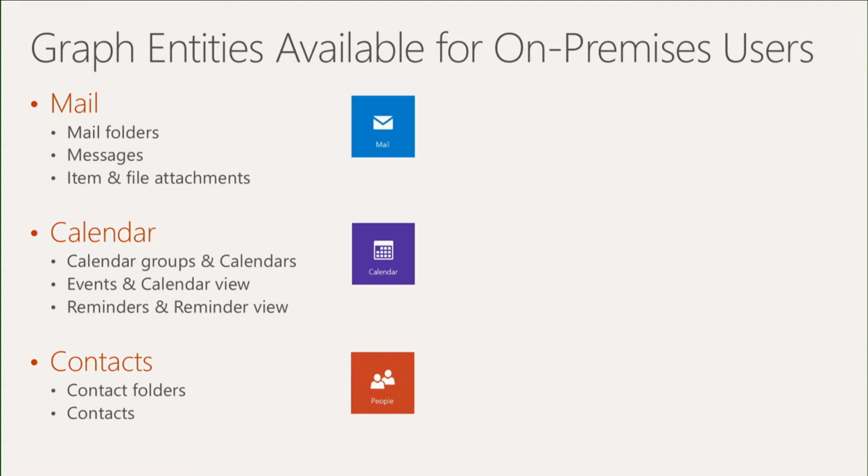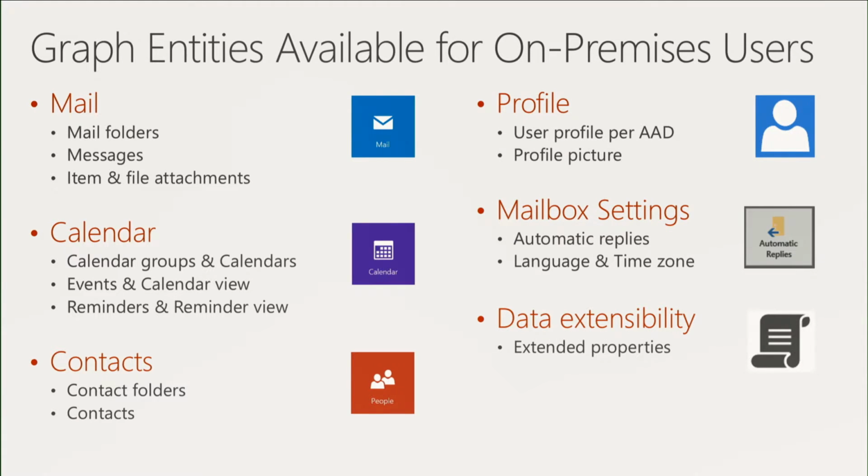So here's the entities. I had said that the on-premises entities available are a subset of what's available on-prem. Here are some which are available. So mail, of course, mail folders, messages, items, file attachments, calendar groups, all of the calendar entities. And actually we have a pretty improved experience on reminders and reminder view over Exchange Web Services. Contacts.